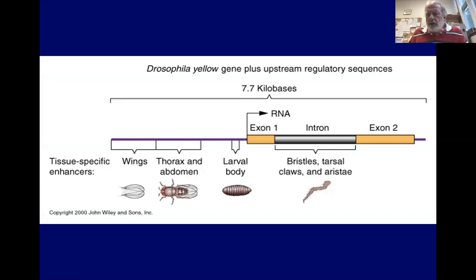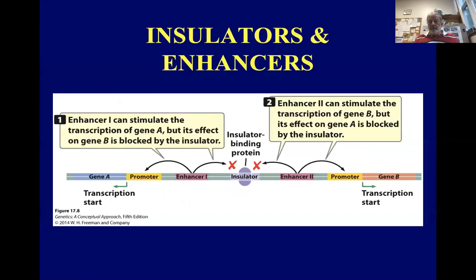This shows you the first couple exons of the Drosophila yellow gene. And the enhancers you can see are upstream there. There's one for wings, another for thorax and abdomen, another for the fly's larval body coloration. And then intron 1 turns out to be an enhancer for bristles, for tarsal claws, and for aristae on the fly's body. So in this case, the intron is an enhancer.